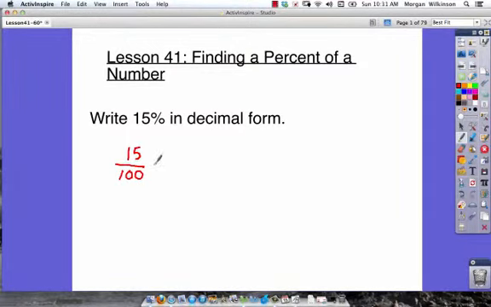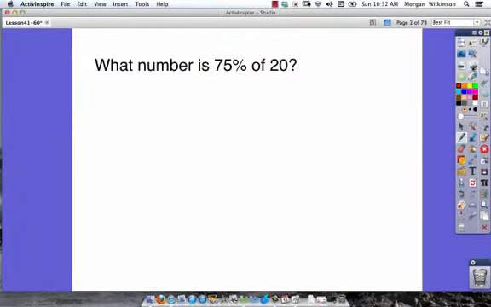Now, when we say 15 hundredths, we can change that into decimal form right away, because we know 15 hundredths must be 0.15 with the 5 in the hundredths place. We've got our answer. We take our percent, write it as a fraction out of 100, and then we can change it straight into decimal form. Let's look at our next example.